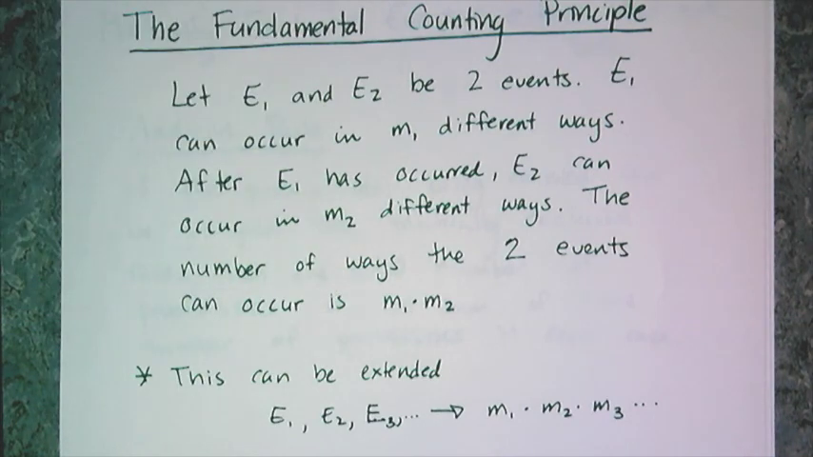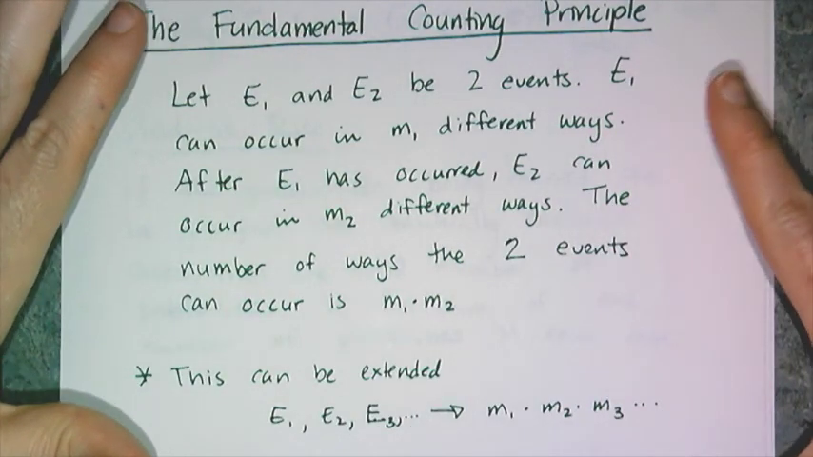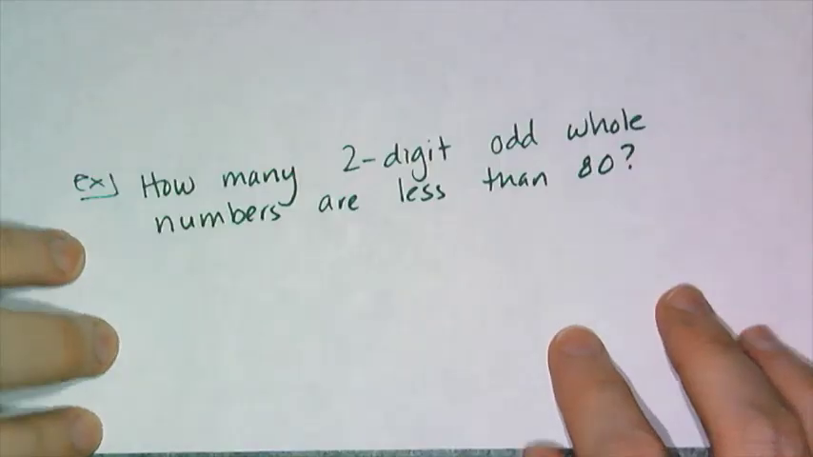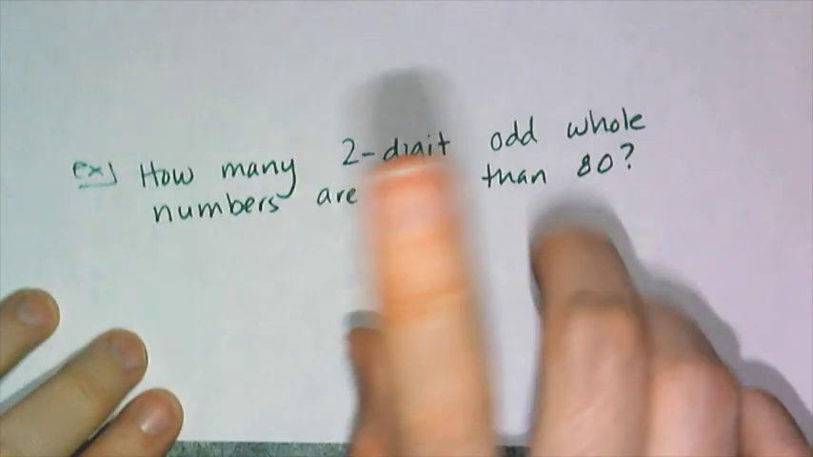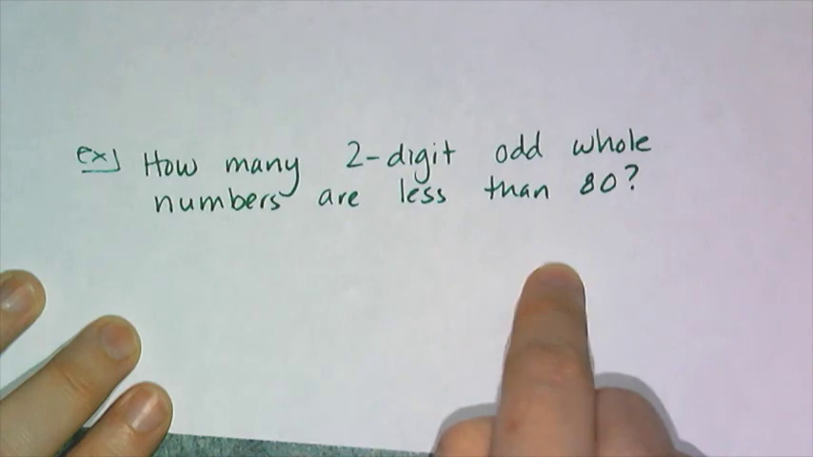And this, of course, can be extended to more than two things. So I can have 20 events, and all I have to do is multiply each of the number of ways those events can happen. And so this principle here guides pretty much the rest of this lesson. Now on to the examples. So, very basic level example. How many two-digit whole numbers are less than 80?